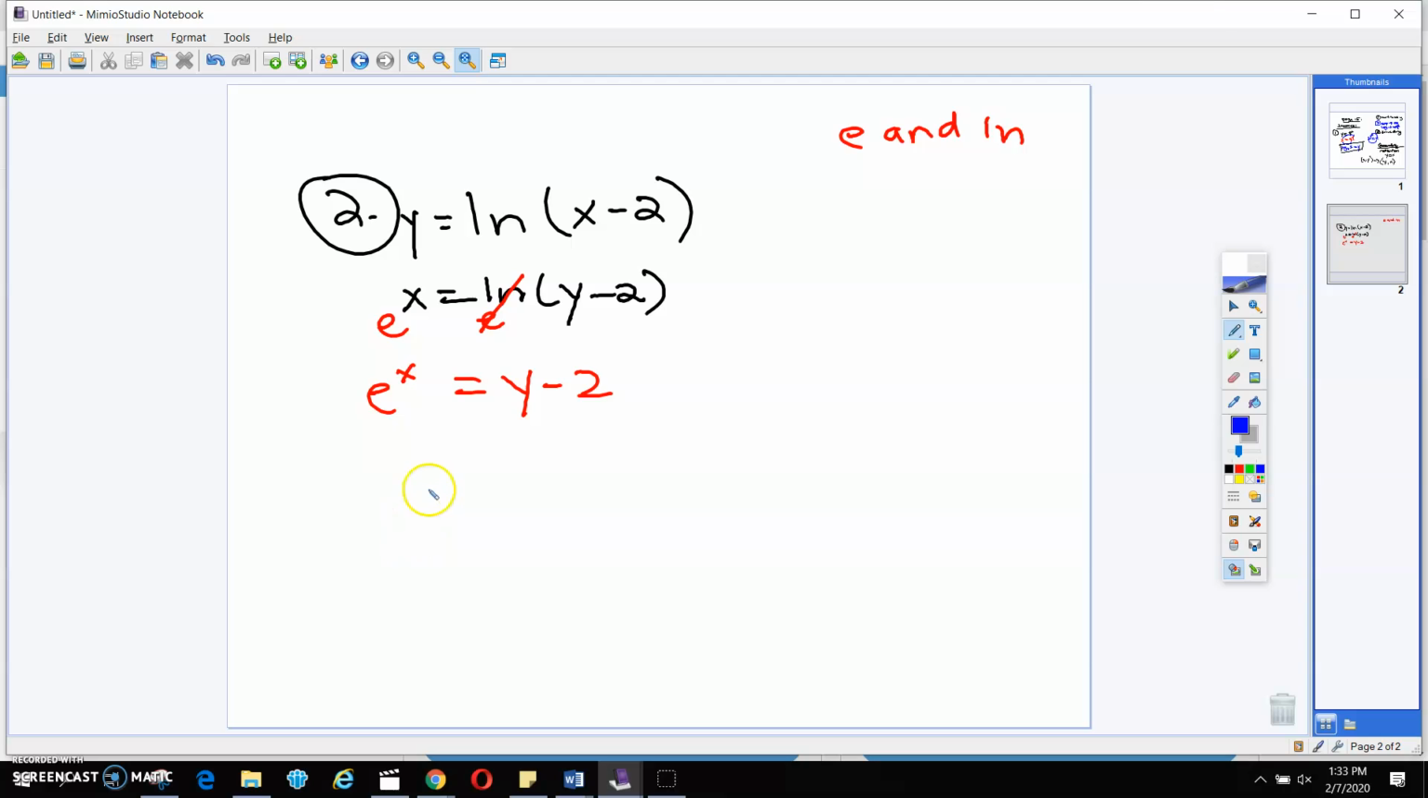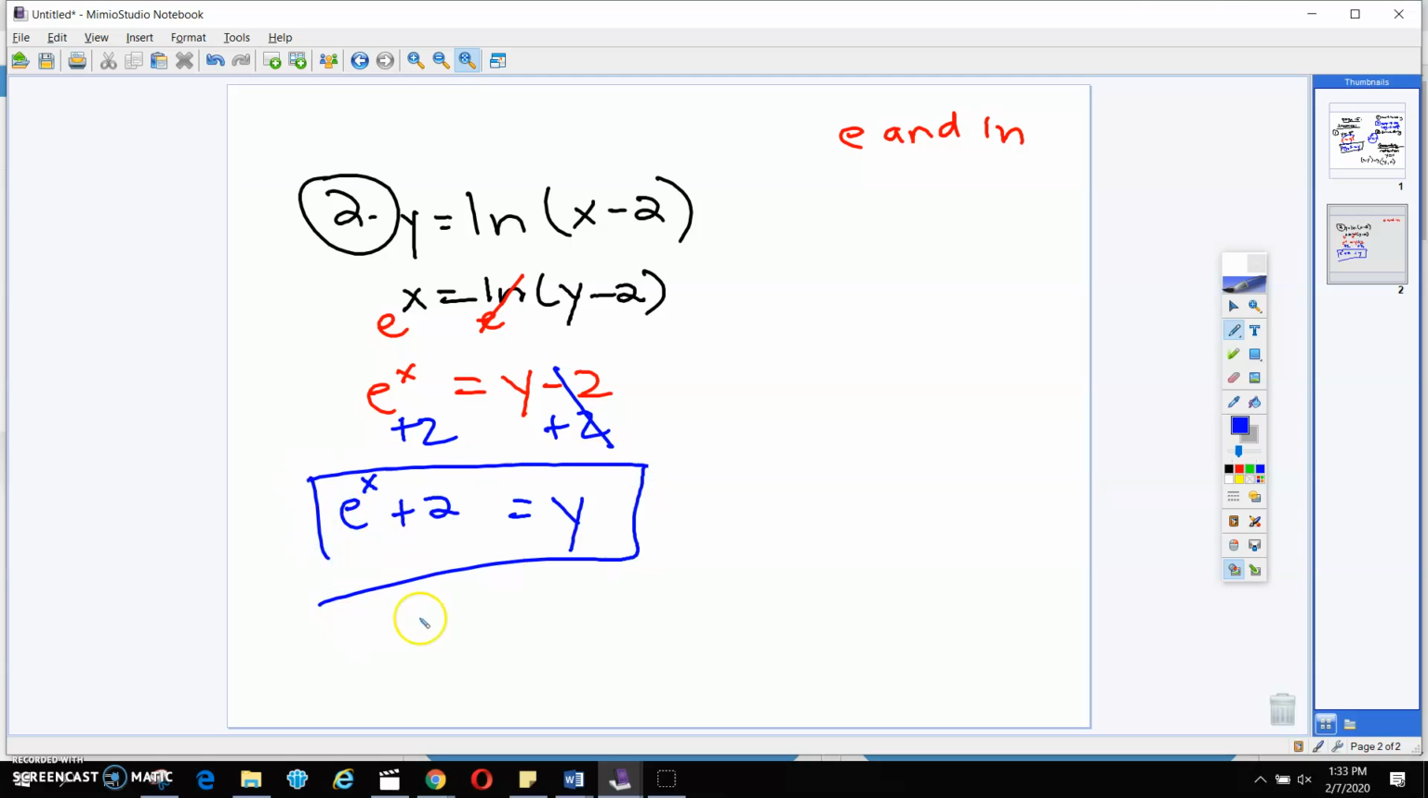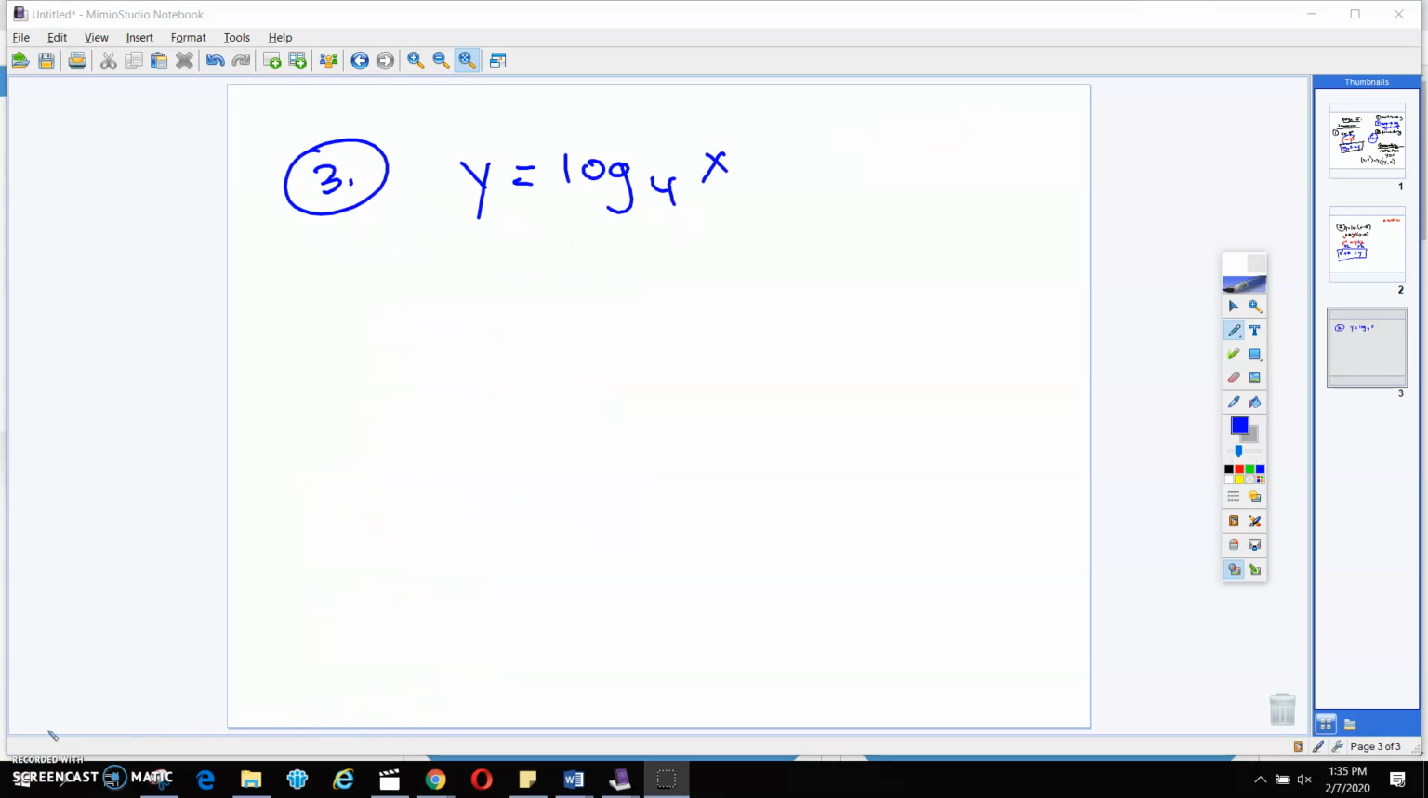All right. Step 3 is to solve for y. So we're trying to get y by itself. We're going to add 2 to both sides, and that's going to give me y equals e to the x plus 2. To make sure that you're on the right track, we switch our x and our y first, and then now we're going to solve for y.